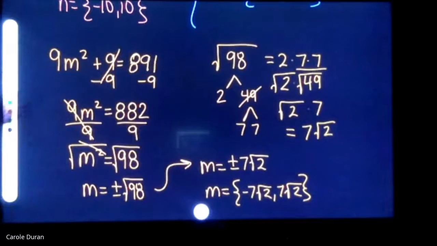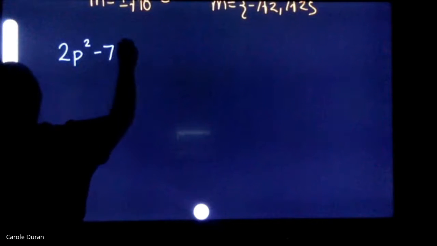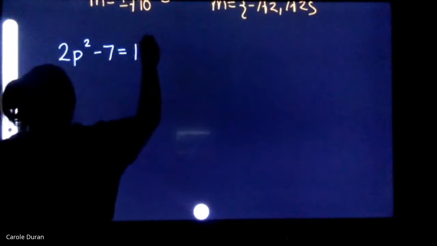Let's go ahead and do another one. So on this one, I'm going to have 2p squared minus 7 equals 191.